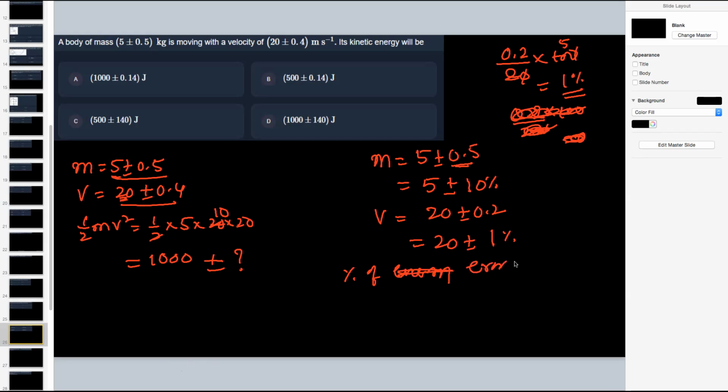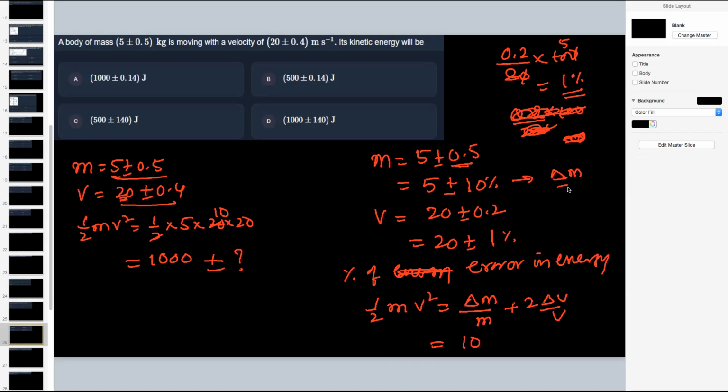Now, what is the percentage of error in energy? The formula is half mv square. You differentiate this. Already you have done it in errors. Now total error will be delta m by m plus 2 delta v by v. So delta m by m is 10%. This 10% is nothing but delta m by m into 100. This 1% is nothing but delta v by v into 100. Now this is 10 plus 2 into 1, 12%. Like this, you have to find the percentage of error.